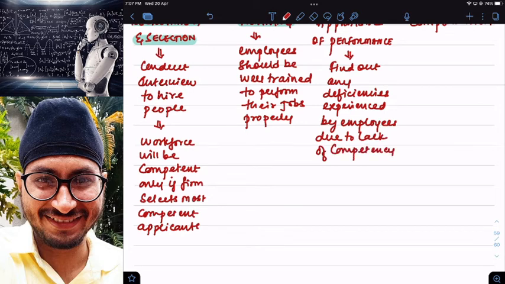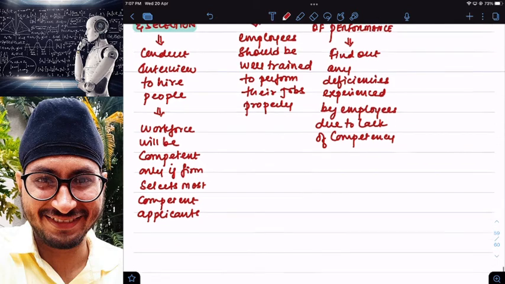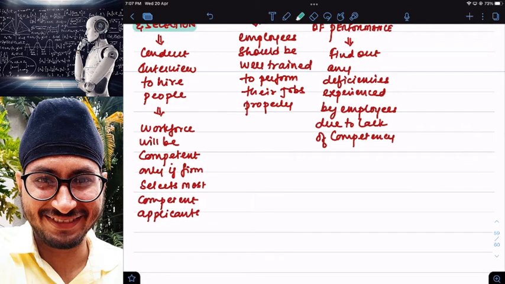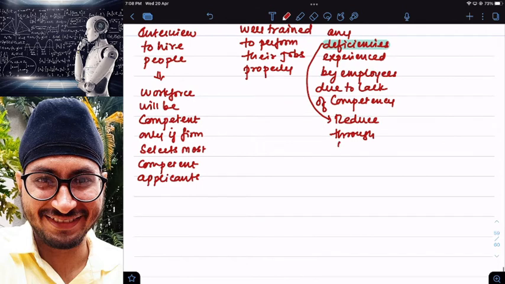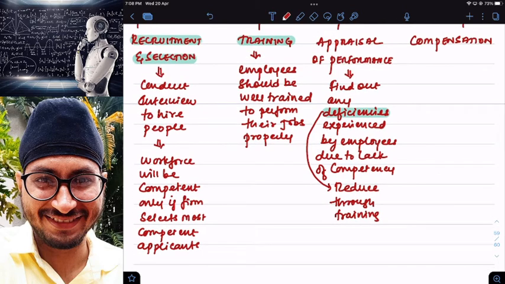Clear? Due to lack of competency. Simple. And in case any deficiencies are found, how do we reduce them? Reduce them through training. Simple. Provide them more training. If you feel that they are deficient, they are not good enough to work, then provide them training.